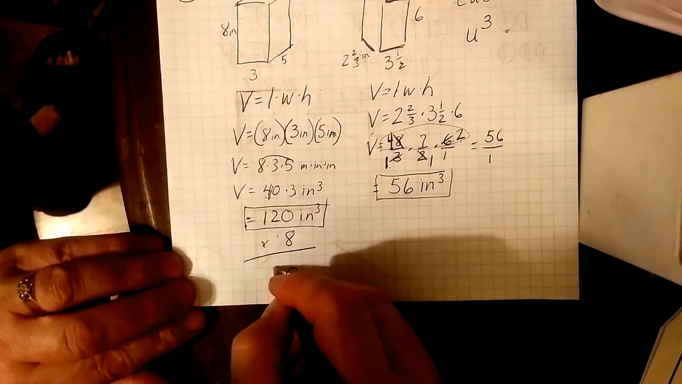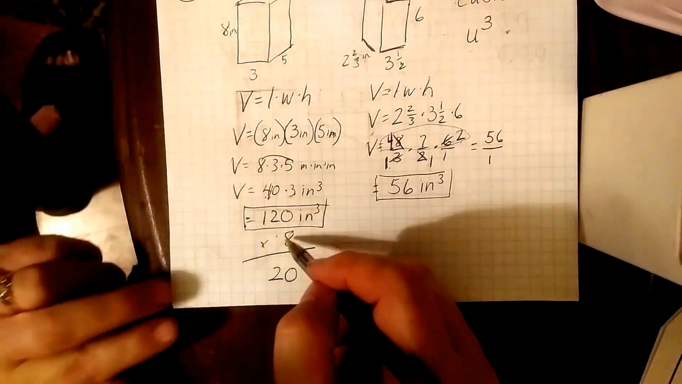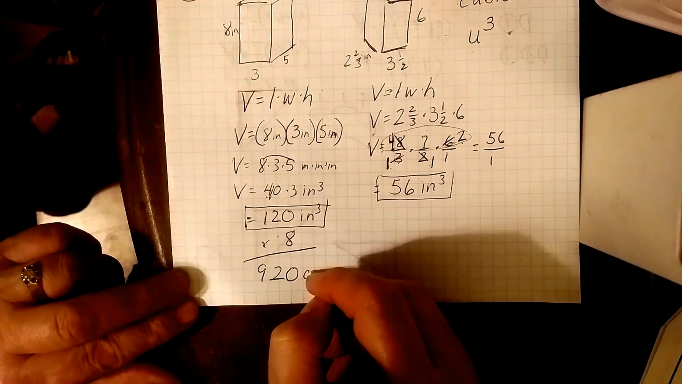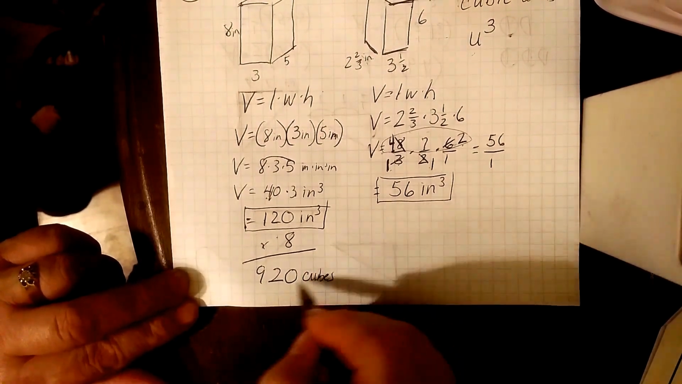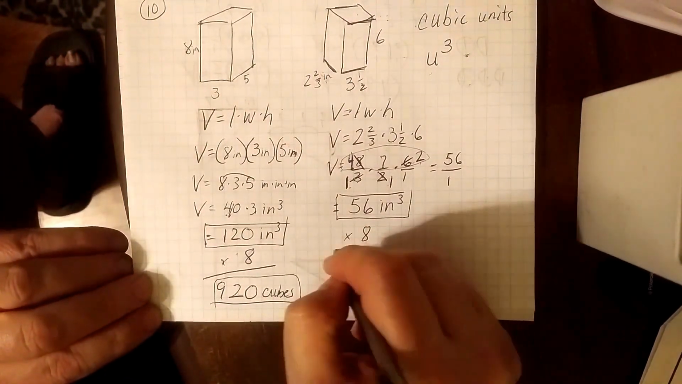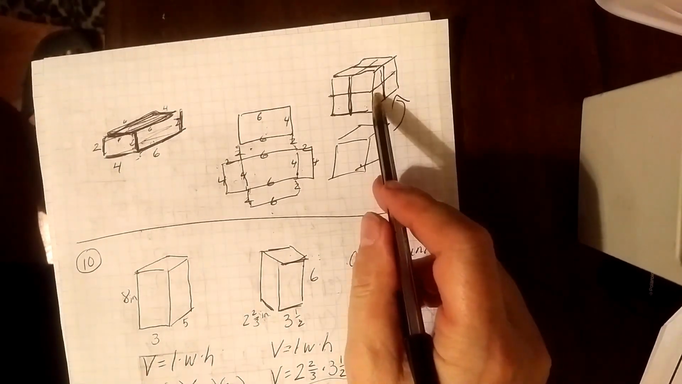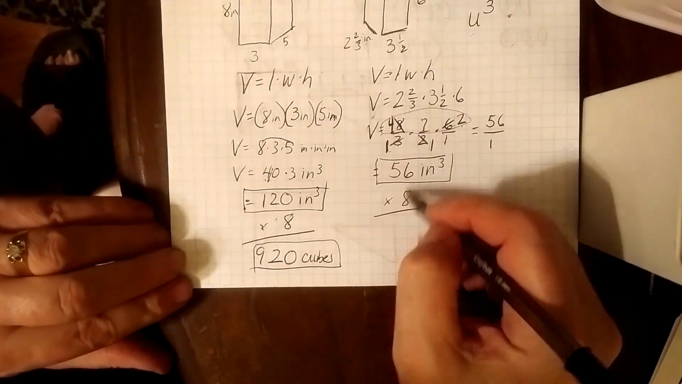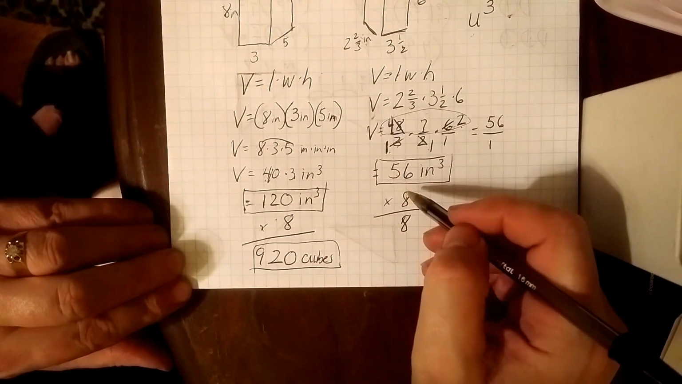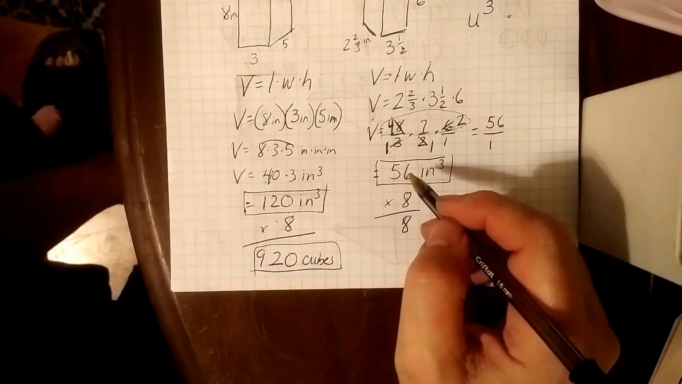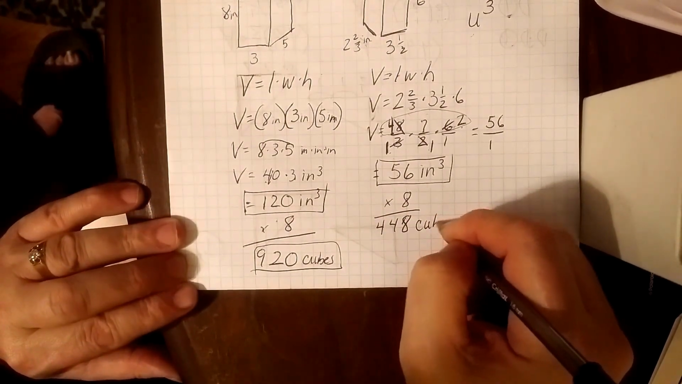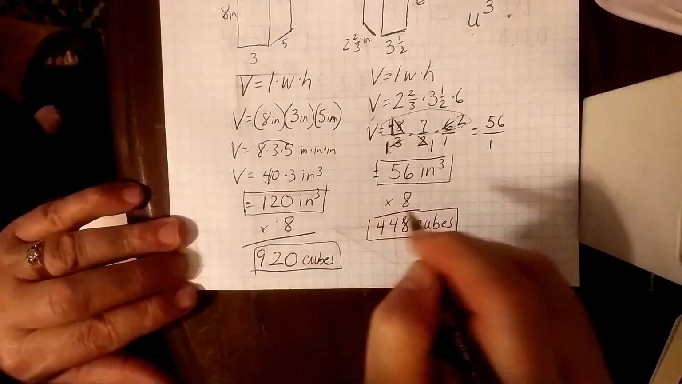So 8 times 0, 8 times 2 is 16, carry a 1. We can keep that in our head. 8 times 1 is 8, plus 1 is 9. So it's 920 of the cubes. Okay. Now for this, we're also going to multiply by 8, because each cube, once again, has 8 small cubes inside. So 6 times 8 is 48. Carry that 4. 8 times 5 is 40, plus 4 is 44. So that's 448 cubes that go inside these.